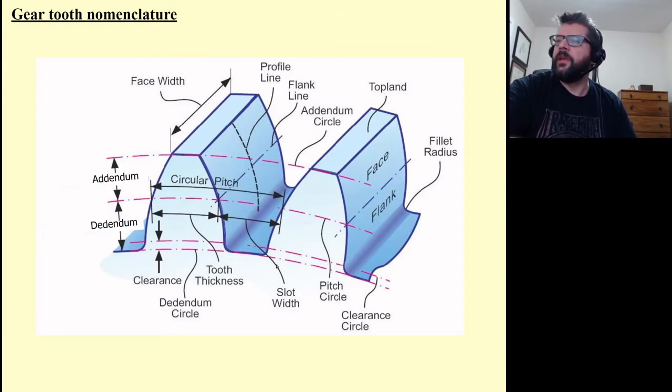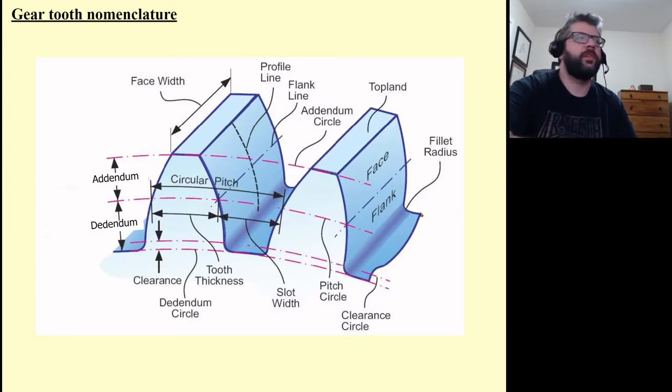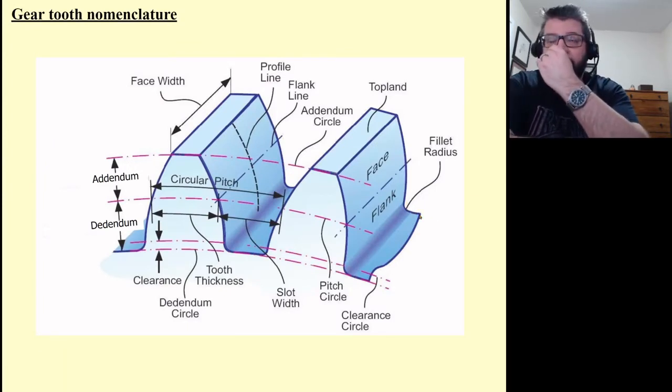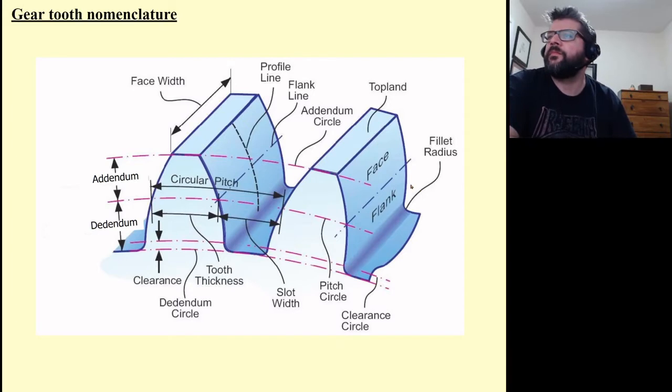At the corner of the teeth, you're going to have a little fillet radius here, and a fillet radius here, so the size of that radius is going to affect your stress concentration. The face width is also going to be the width of the gear itself. The tooth thickness is based upon the thickness of the tooth at the pitch circle.